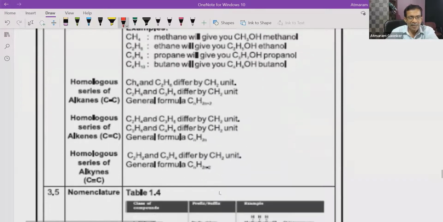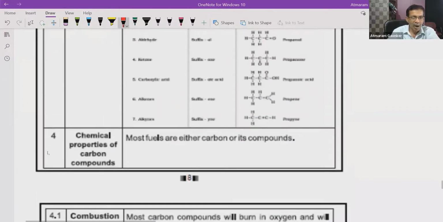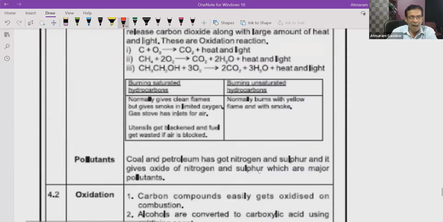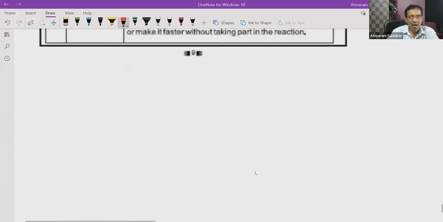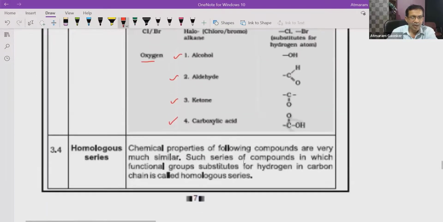And we will see these names, nomenclature, and then stop, because the fourth topic or the last topic we will cover in the next class. So that will be only one page, and then solve the problems in the next class.